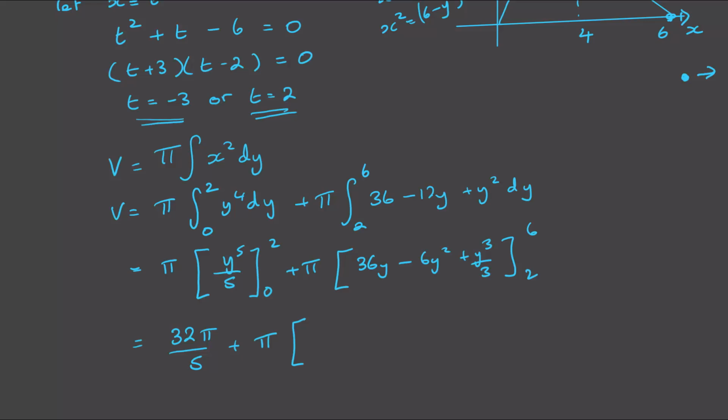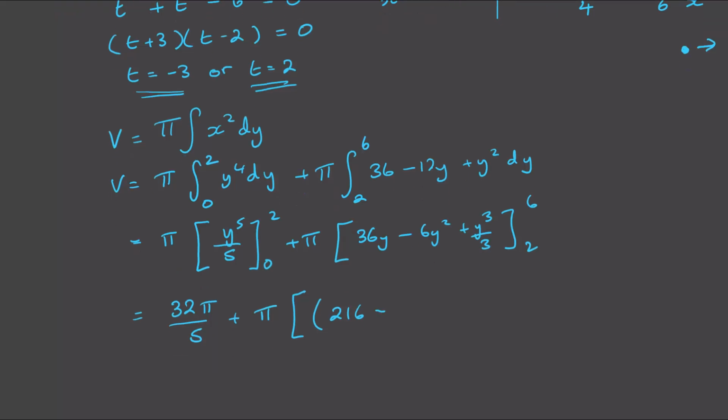Now using the top limit, 36 times 6 is 216. Take away 6 times 6 squared. Well, that's also 216. And then plus 216 on 3. And then take away 36 times 2, 72. Take away 6 times 4, which is 24, plus 8 on 3.